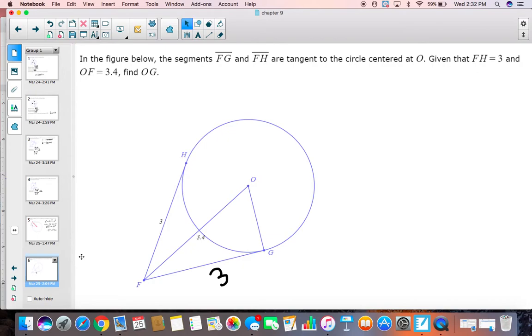Remember, we said that the tangent line to the radius at that point is going to form a 90-degree angle. And now we have a leg and we have a hypotenuse. So once again, Pythagorean theorem. So let's set it up. Now we're going to be looking for, let's call this x, another leg. So x squared plus 3 squared is equal to 3.4 squared.